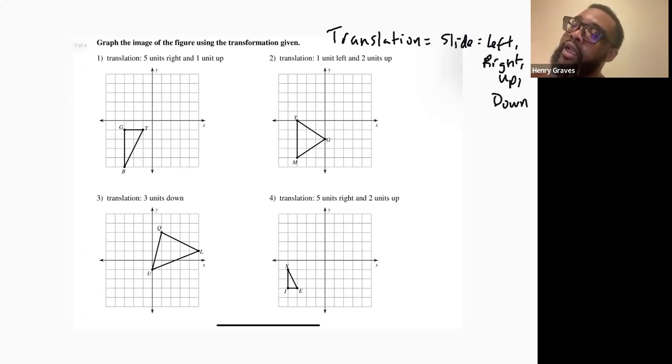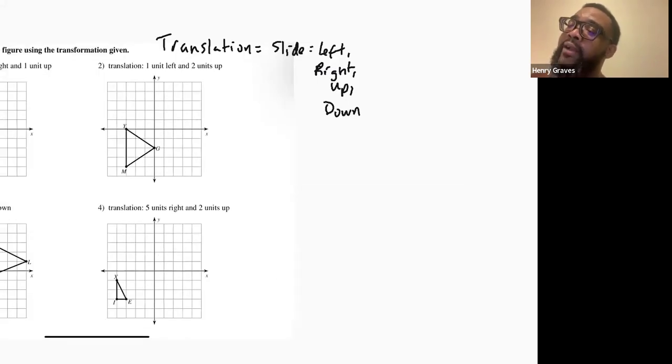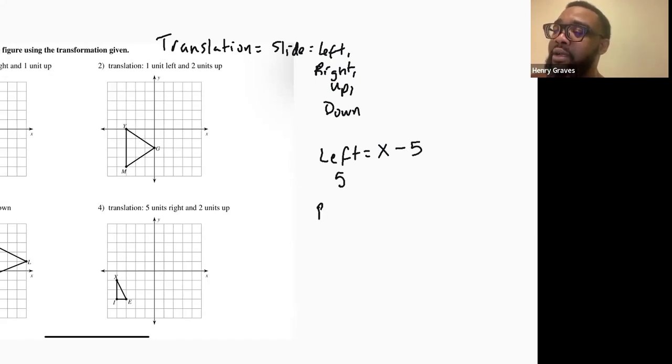If I'm going to the left, whatever the X number is, I'm subtracting that. So if it says I'm going left 5, I'm going to subtract X minus 5, right? If I'm going right, say if I'm going right 7, I'm going to do X plus 7. Because the reason why I'm doing the X numbers plus or minus is because when I go left or right, that means I'm going left or right on the X axis.